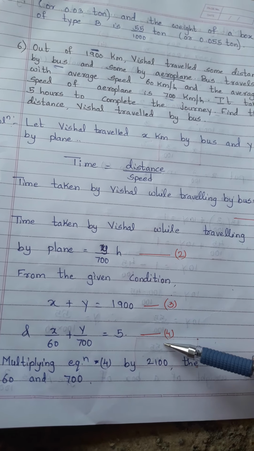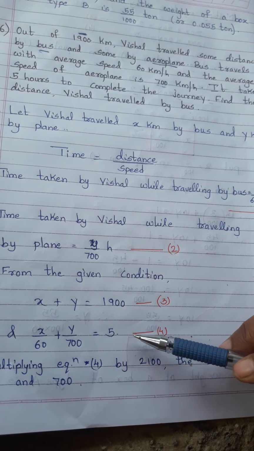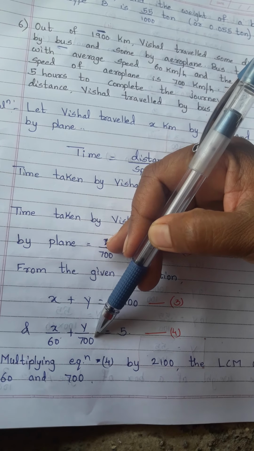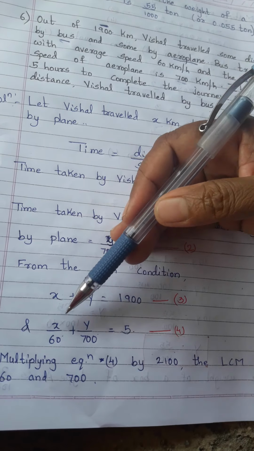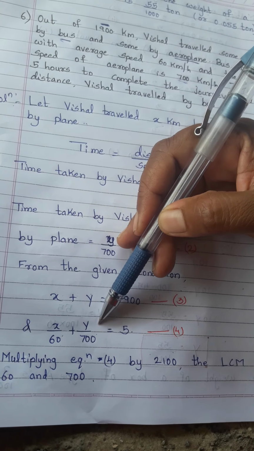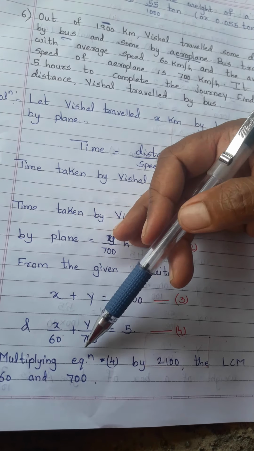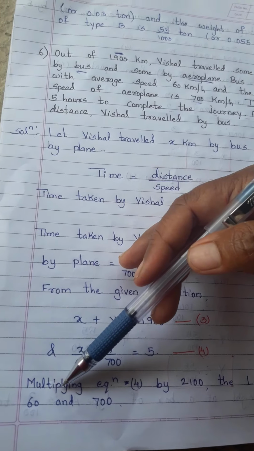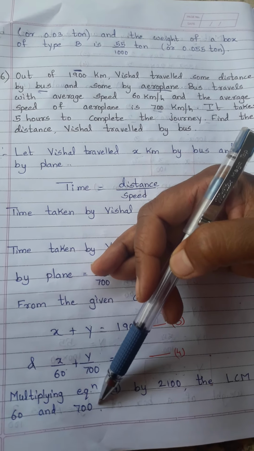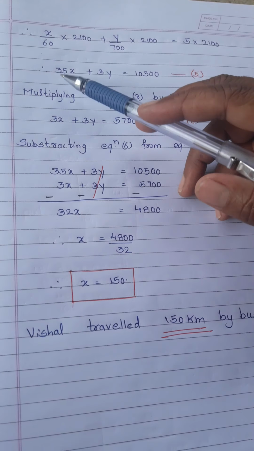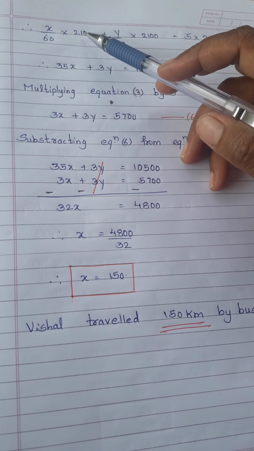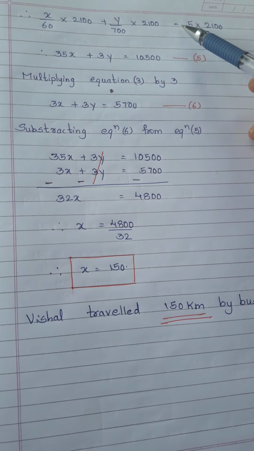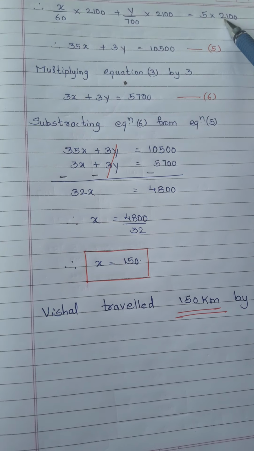Then we have to simplify this. First of all, I am going to simplify equation 4. The LCM of 60 and 700 is 2100. So we are going to multiply both terms by 2100. Multiplying equation 4 by 2100, because that is the LCM of 60 and 700, our equation 4 will become x upon 60 multiplied by 2100 plus y upon 700 multiplied by 2100 is equal to 5 multiplied by 2100.